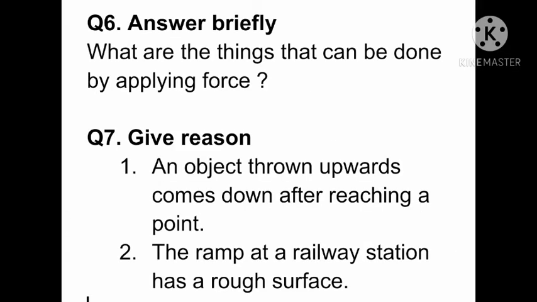Next, question number 6. Answer briefly. What are the things that can be done by applying force? Question number 7. Give reason. First one. An object thrown upwards comes down after reaching a point. Second one. The ramp at a railway station has a rough surface.